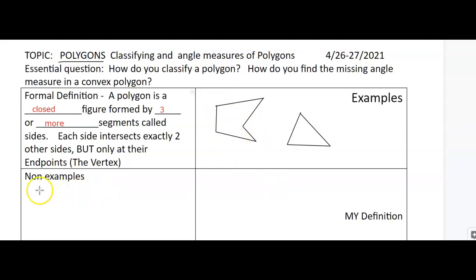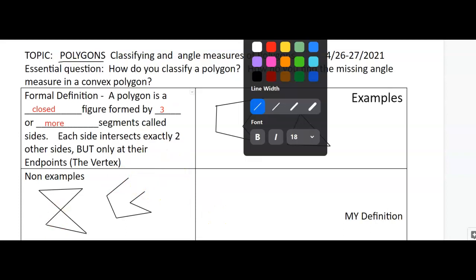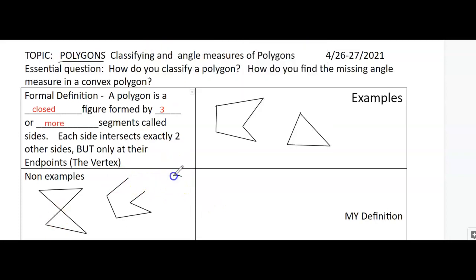Okay, non-examples. This is not a polygon. See this right here? This one is not a polygon because it intersects. This side and this side intersect. They cannot crisscross like this. And they can also not be open like this. See this one? This is not a polygon because it's open. It has to be closed. And it also cannot be a circle, or anything with a curve. This cannot be one because it has to have sides, straight segments. Segments are straight lines, so no curves allowed.